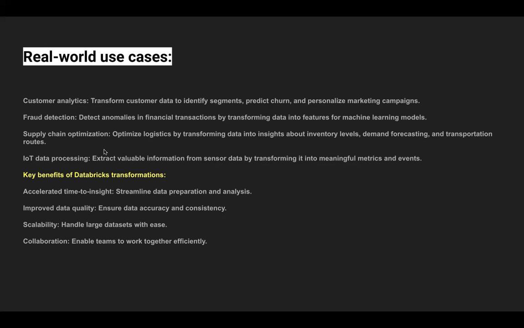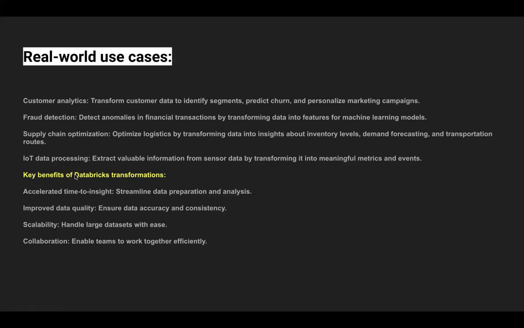Supply chain optimization: optimize logistics by transforming data into insights about inventory levels, demand forecasts, and transportation routes. Right now it is helping on the ERP side also. Supply chain optimization means, for example, getting insight into inventory levels and demand forecasting; demand will happen in particular seasons. They want to analyze the supply chain, how to transport the products along certain routes, and it has to reach the particular customer. So they can get all this insight with the help of Databricks transformation use cases, guys.